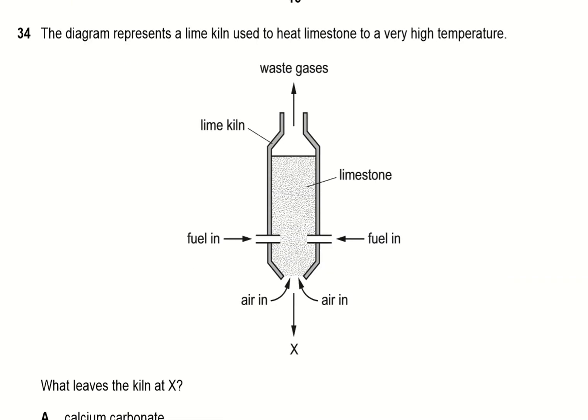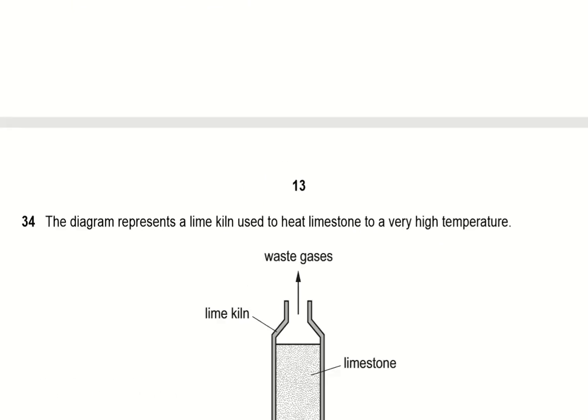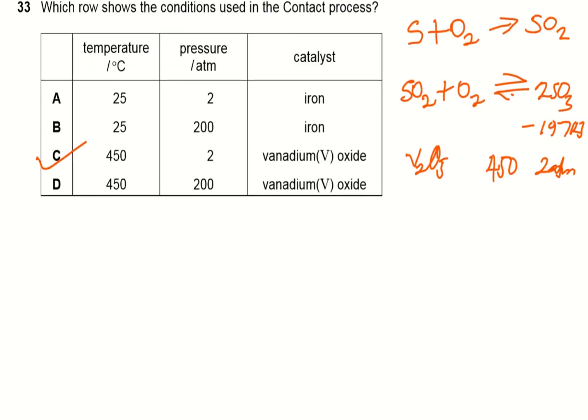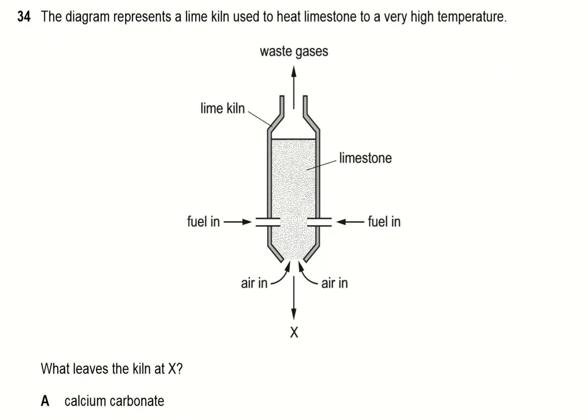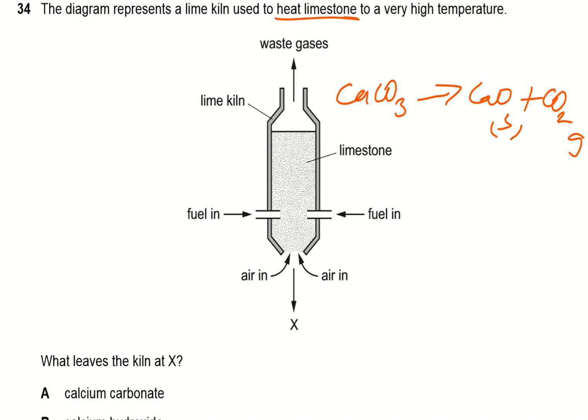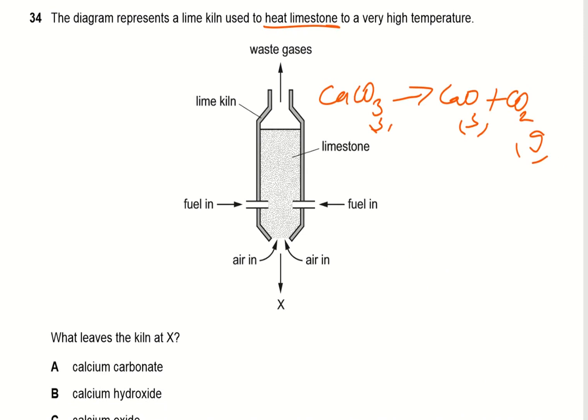Okay, so now question 34. Looking at this diagram, that is the decomposition of limestone. When limestone decomposes, what do we form? It decomposes to form calcium oxide plus carbon dioxide. So this is showing the kiln where it is formed.